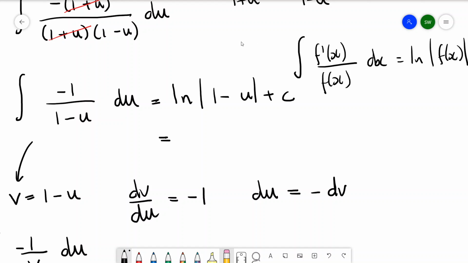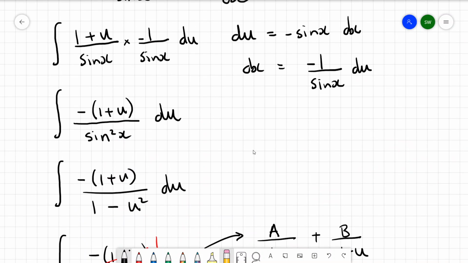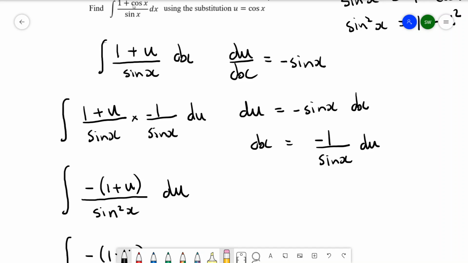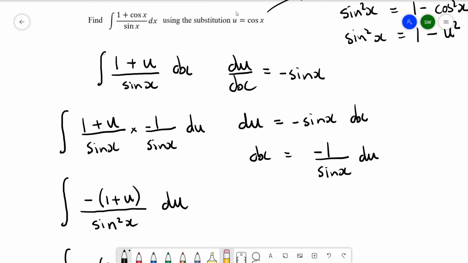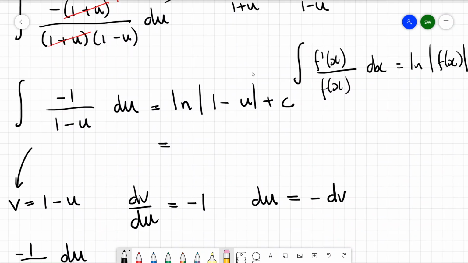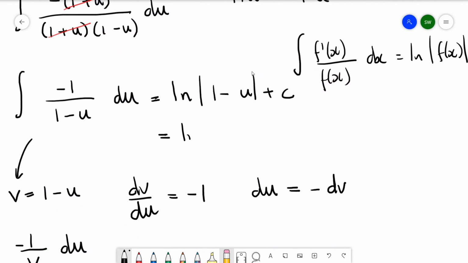So finally, if you think back to our original question, the original question only had x's in. So we want our answer in terms of x. So we're going to use the fact that u is equal to cos x. So when we work this out, it's going to be natural log of 1 minus cos x plus c.